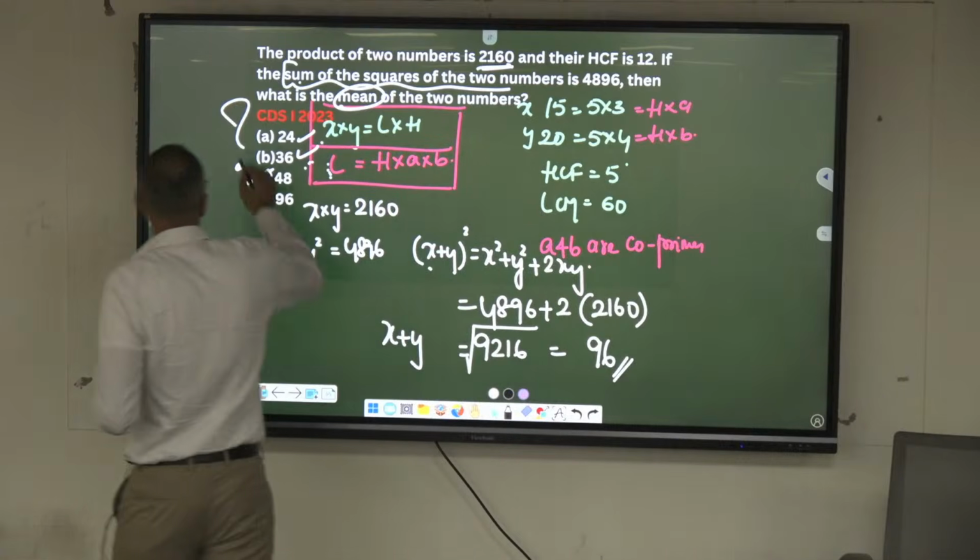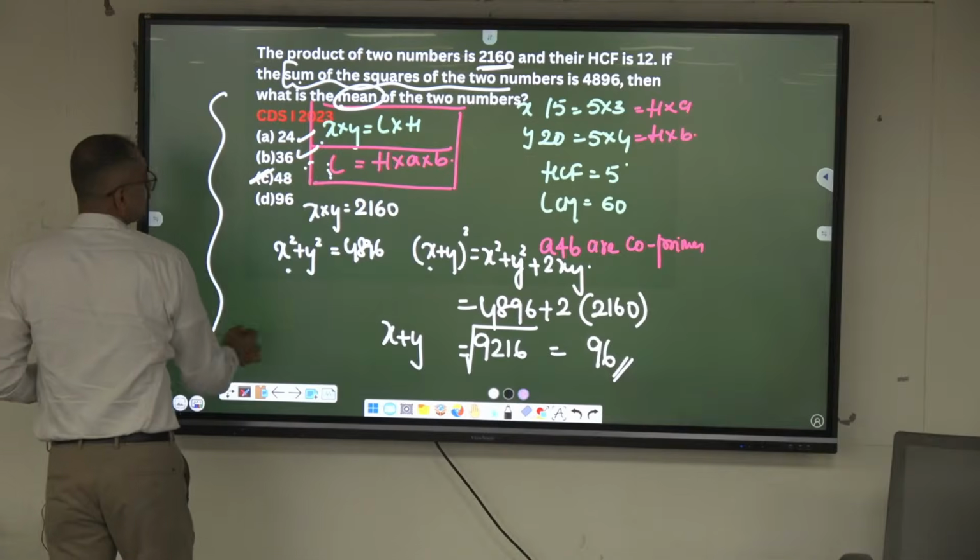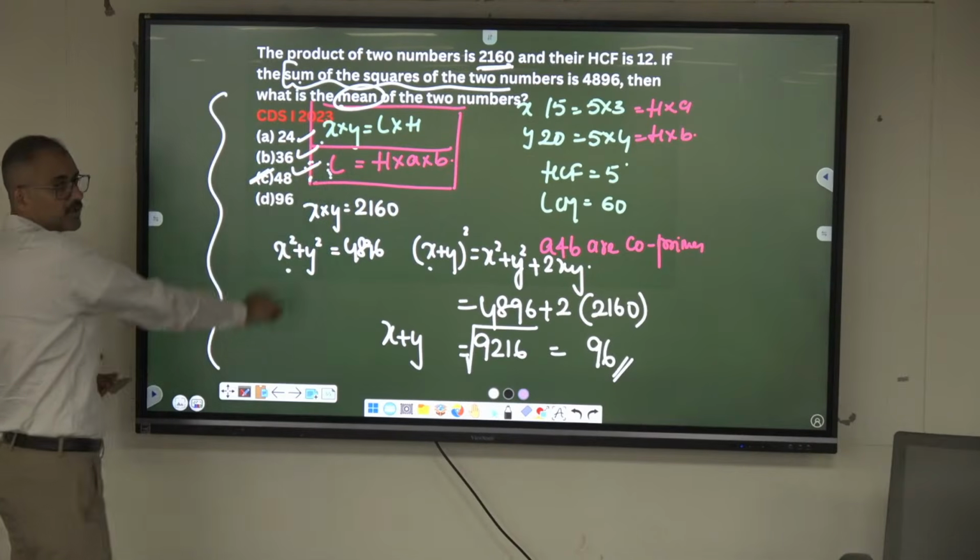Okay, see, remember both the approaches here. Go home and revise this also, the examples.